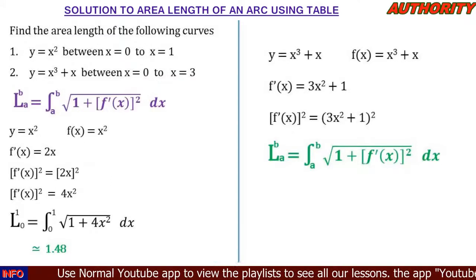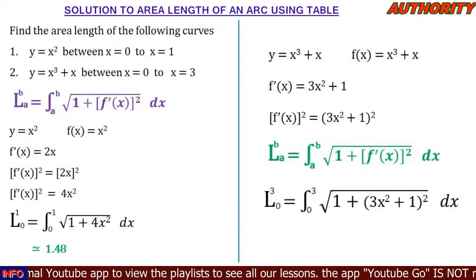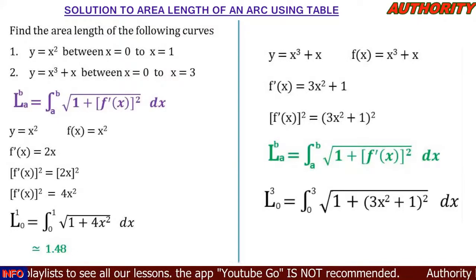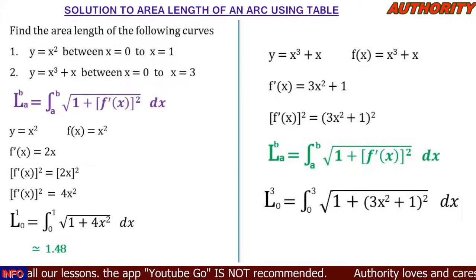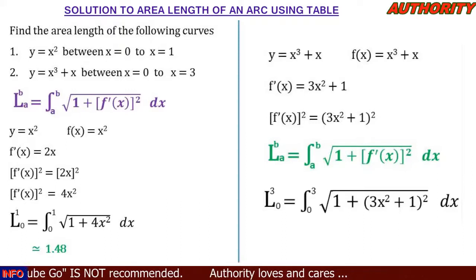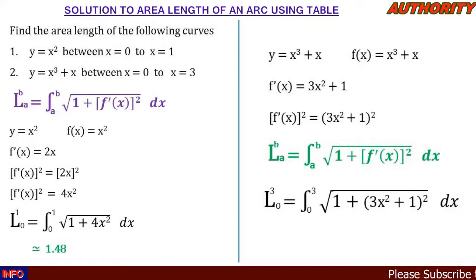It's going to give us the integral from 0 to 3 of the square root of 1 plus f prime of x squared, so now we have 3x squared plus 1 in brackets squared dx. You get it, right? Yes. From this place, it is also difficult for us to continue this integration. So we have only 2 possible solutions. Number 1 is to use a calculator and solve this directly, and number 2 is to use a table.